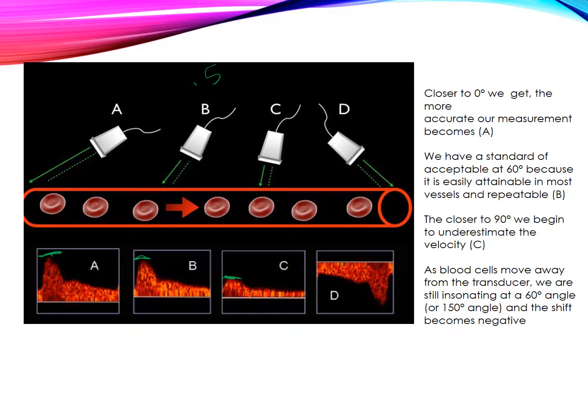D then is just showing us an example that now that we've changed basically our position of B, the blood cells are perceived now as moving away from the transducer, and those would be displayed as negative Doppler shifts.